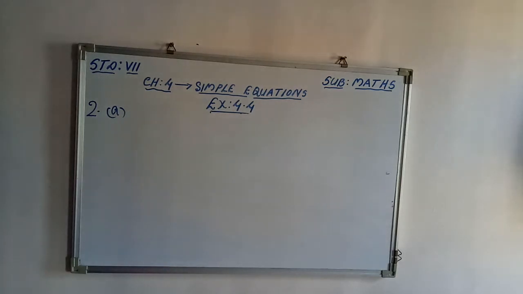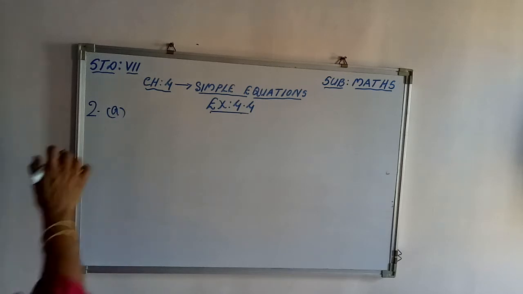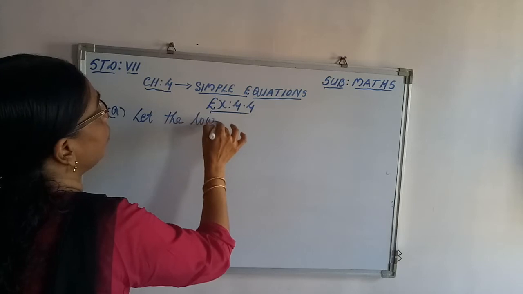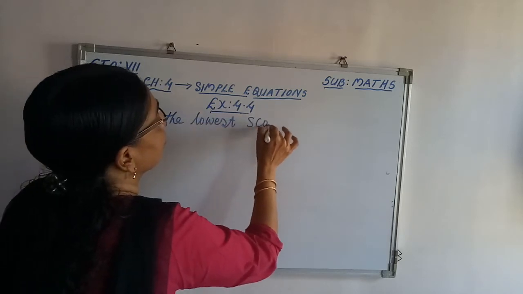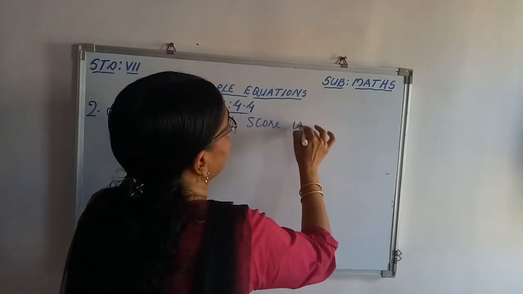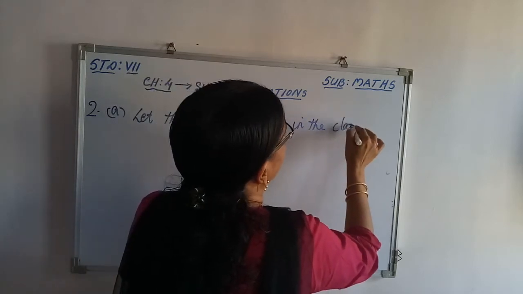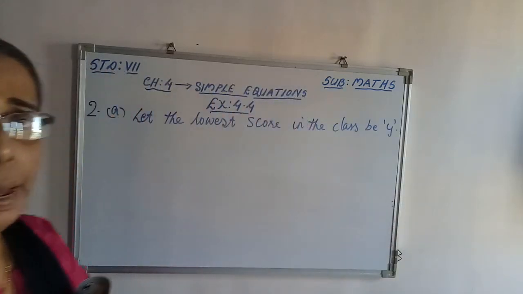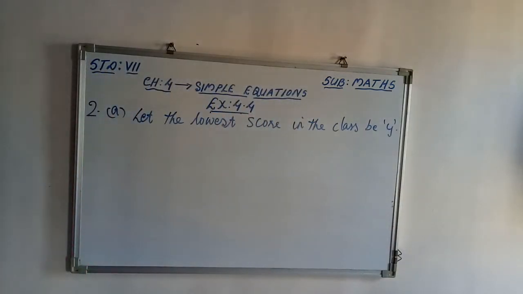So which one will you assume there? The lowest score, that you have to find out. So we can write, let the lowest score in the class be Y. You can use any variable, X, Y, M, N, P, Q, whatever you like. So let it be Y.